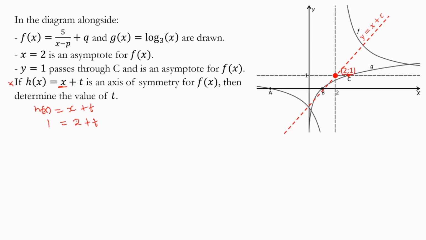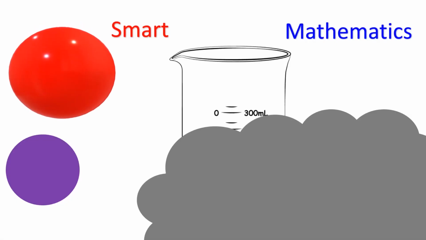And then we transpose our 2 to the left hand side, becomes 1 minus 2. What is 1 minus 2? It is negative 1, which is equal to t. So t is equal to negative 1.